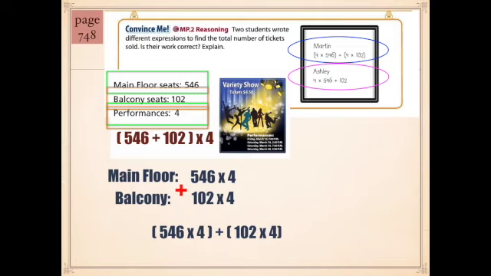Okay, so as we can see, Martin has the same numerical expression as what we had. So meaning Martin is correct. So what about Ashley? Ashley's numerical expression is 4 times 546 plus 102. Is she correct? Let's check her numerical expression. She said that it is 4 times 546, so that is the number of performances multiplied to the seats in the main floor, added with 102, which is the seats in the balcony. So meaning this numerical expression that Ashley made is wrong.